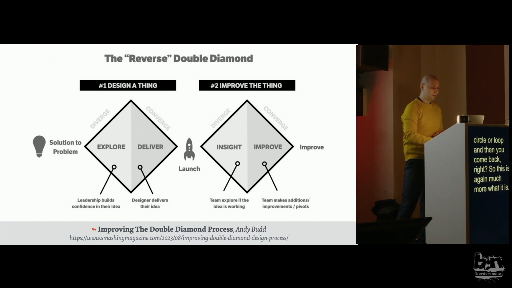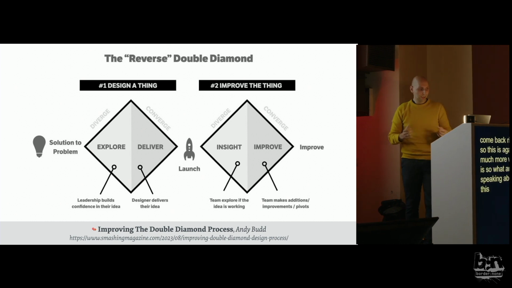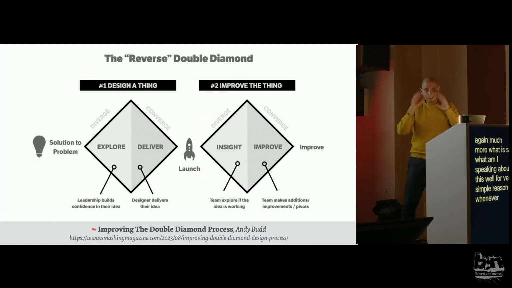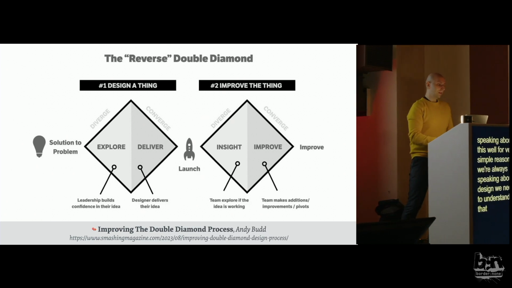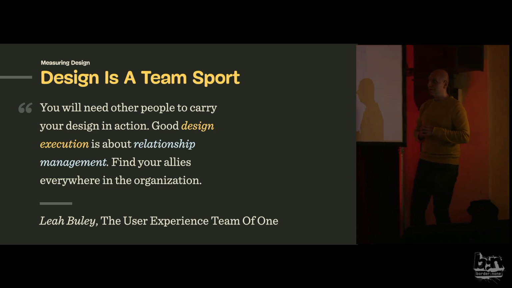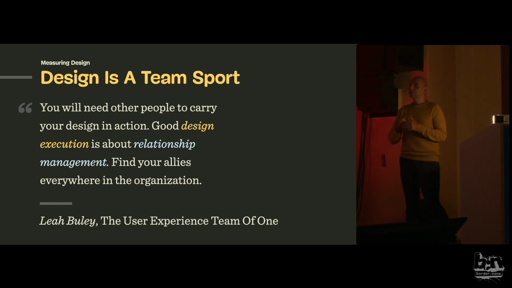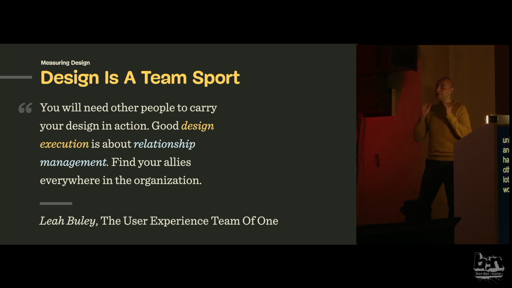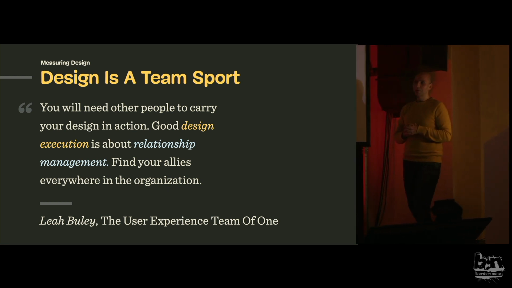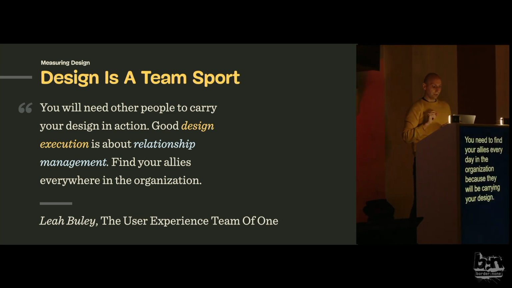So why am I speaking about this? Well, for a very simple reason. Whenever we're speaking about design, we need to understand that, first of all, we are not the center of the universe, right? And on the other hand, we rely on other people a lot. There's a wonderful book by Leah Buley, The User Experience Team of One, which writes that good design execution is all about relationship management. You will need to find your allies everywhere in the organization because they will be carrying your design into action, right?